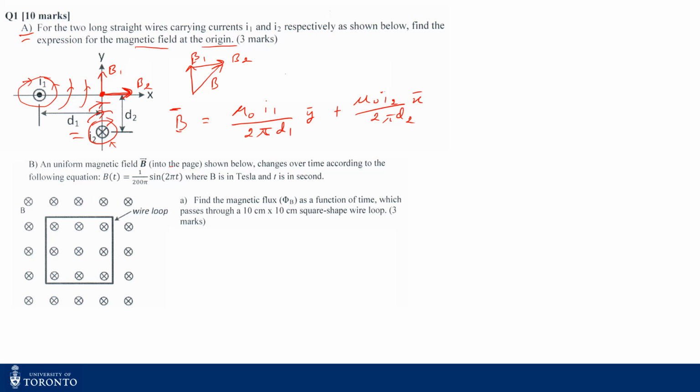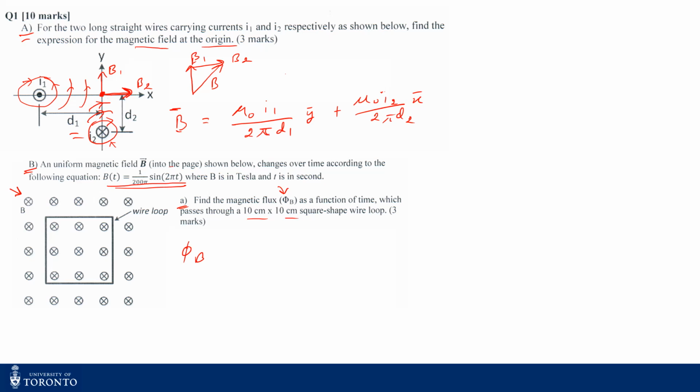Okay, so in part B, that's like you have a subsection. They have shown you a magnetic field into the page, which is a time varying magnetic field. It's changing sinusoidally with time. We have to find the flux phi B through this square shaped area of 10 by 10 centimeters. So that's very easy.